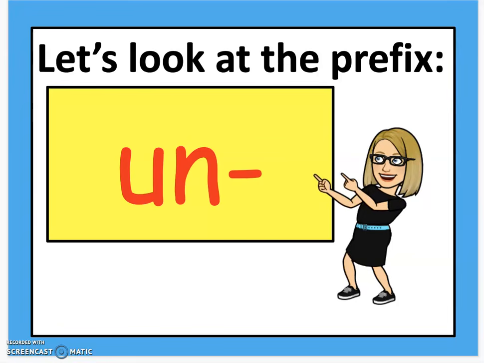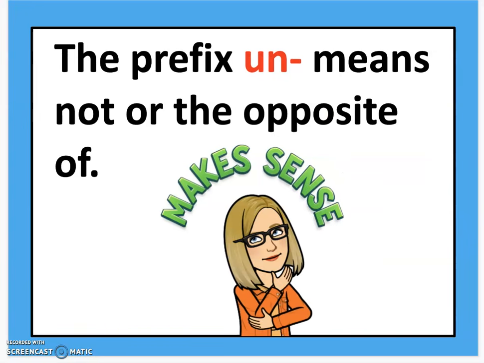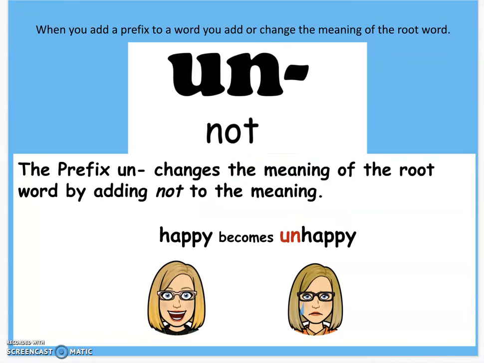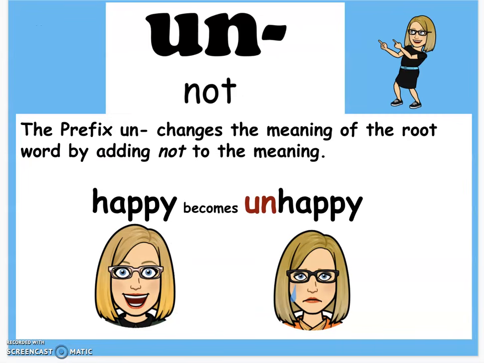Look at the prefix un. The prefix un means not, or the opposite of. So the prefix un changes the meaning of the root word by adding not to the meaning. So happy becomes unhappy, which means not happy. Happy becomes unhappy, which is the opposite or not.